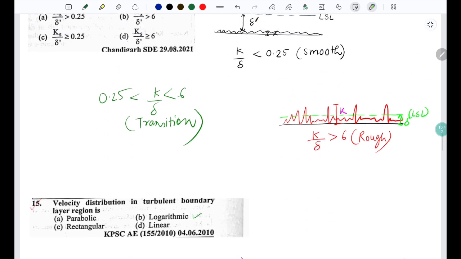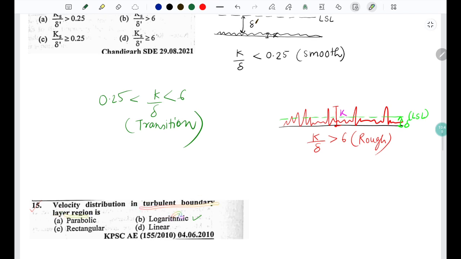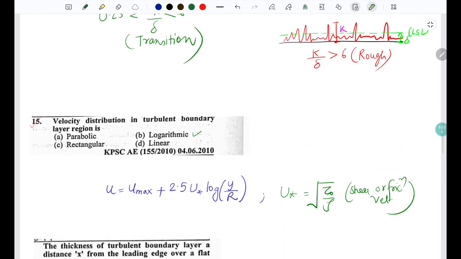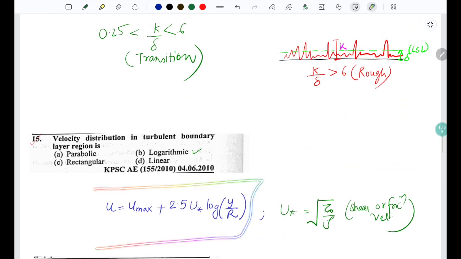Then it says the velocity distribution in the turbulent boundary layer is nothing but logarithmic. It is shown by this formula, where the local velocity u is written as u max plus 2.5 u star log of y by r, where u star is nothing but the shear or friction velocity. Shear velocity is given by the square root of tau naught by rho.